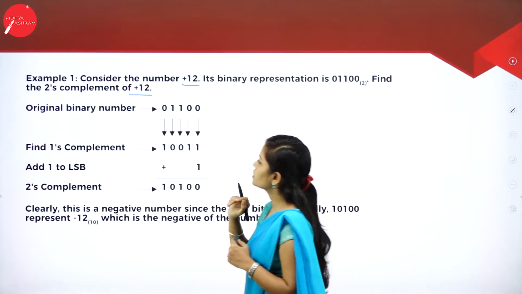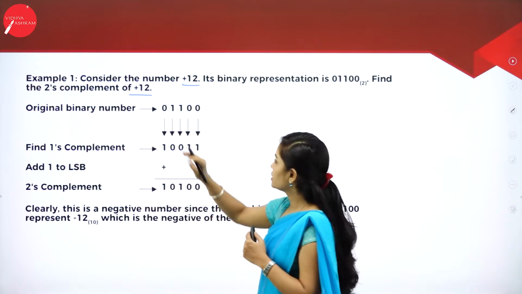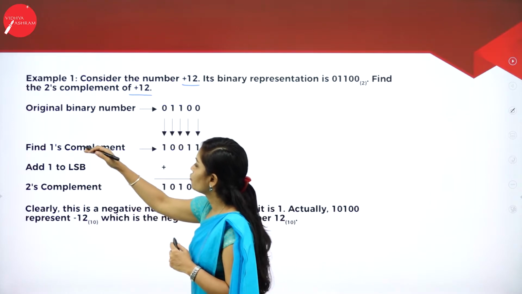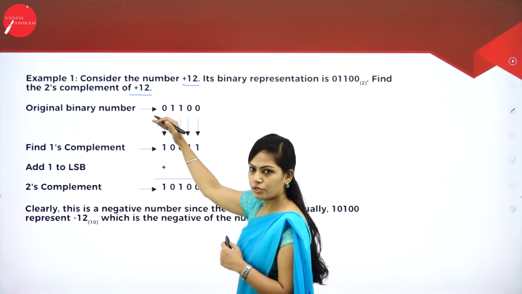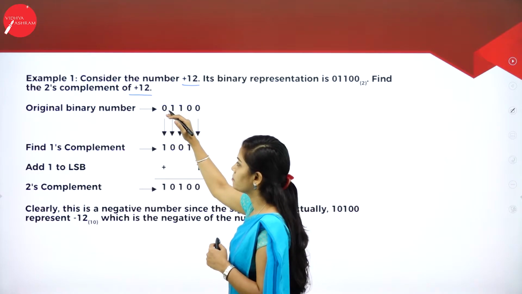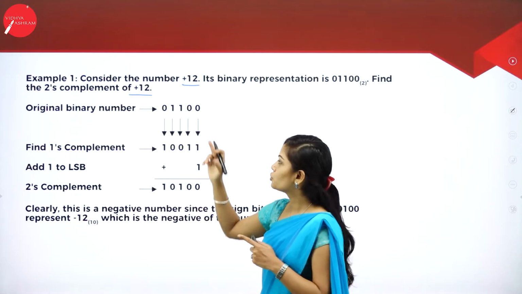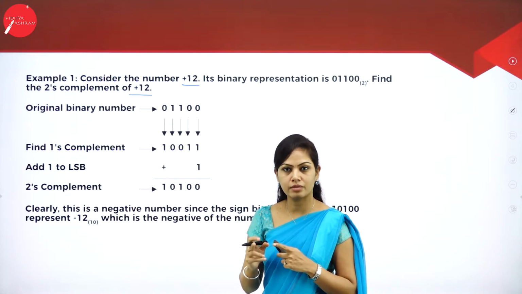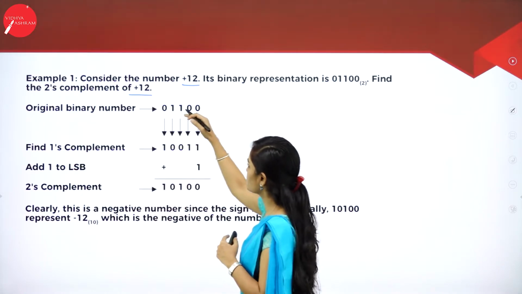Clear? So what is the first step? First you need to find the binary value of 12, that is 01100. The next step is to find the 1's complement of this binary value. Why should you do the 1's complement method? Because 2's complement is equal to 1's complement plus 1. Right? So first you need to find the 1's complement for this binary value.